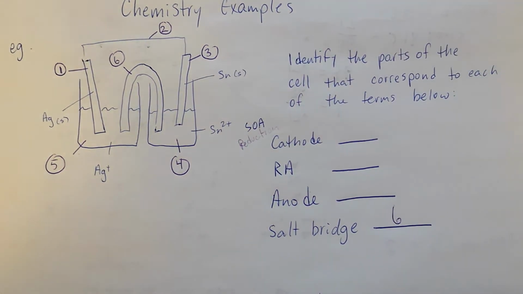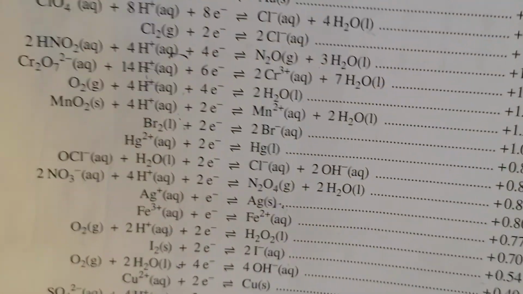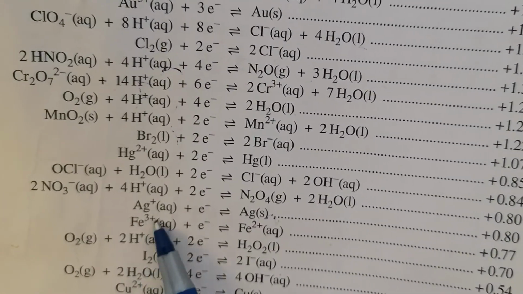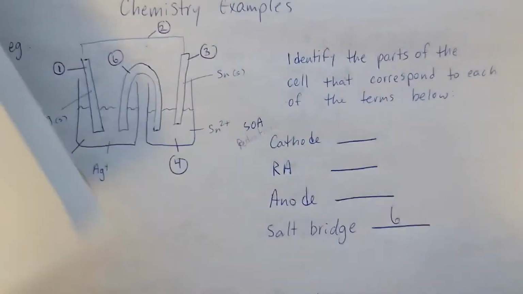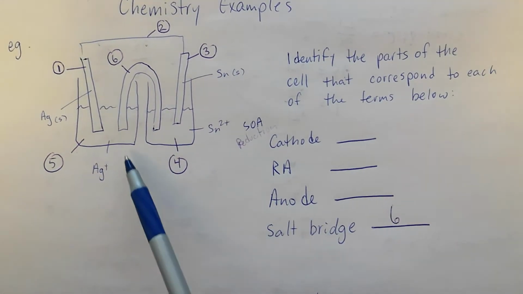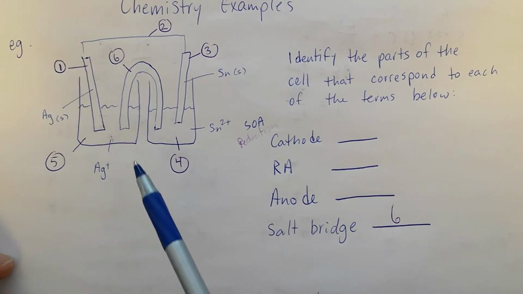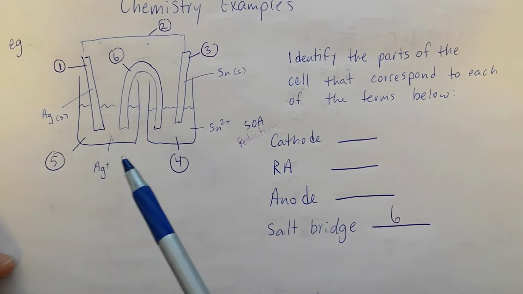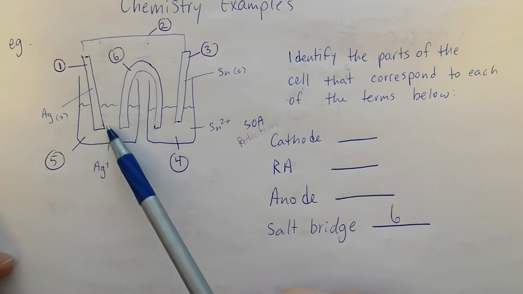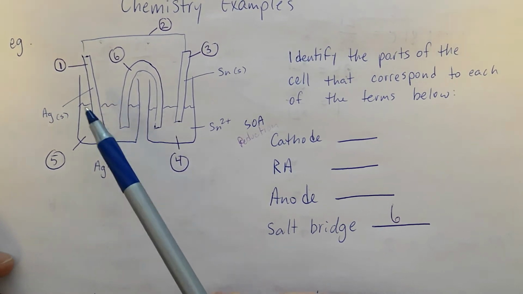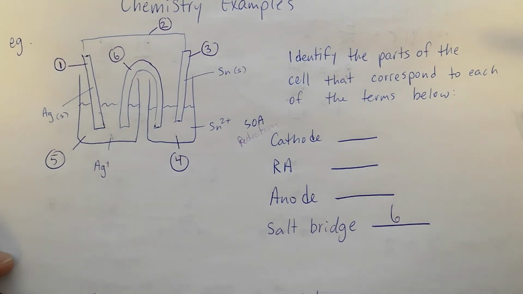So now it's just a matter of looking at our redox table, looking for the SOA. I think it's going to be the silver ions. So the silver ions are the SOA, which means they react at the cathode. The silver ions aren't the cathode. They react at the cathode. They're going to be reduced into silver at the cathode, at the silver electrode, which is number 1.